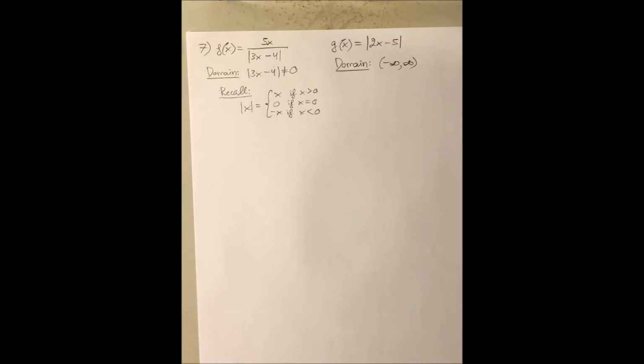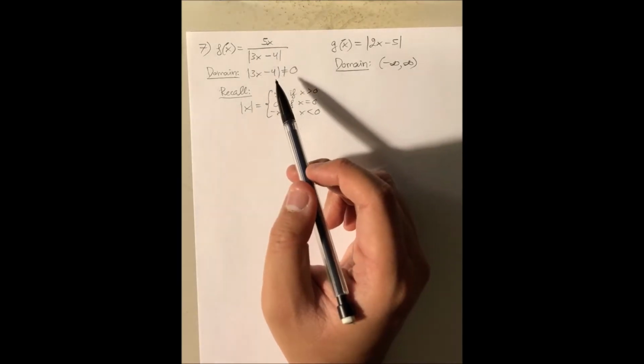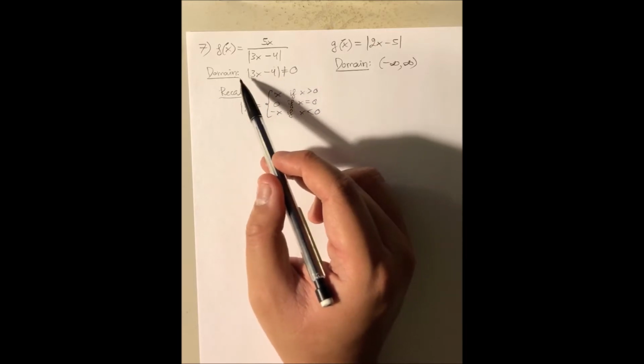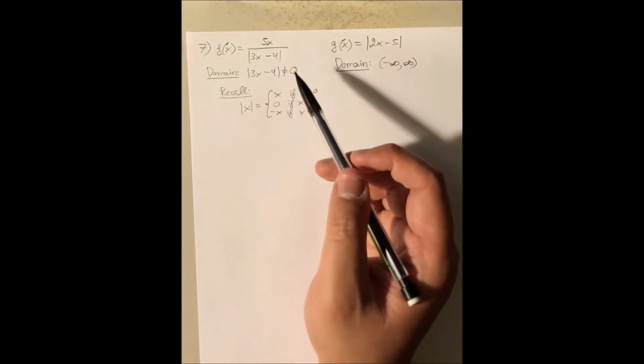Now in example 7, we have f of x equal to 5x over absolute value of 3x minus 4, and g of x equal to absolute value of 2x minus 5. With the work I did beforehand, we can see that the domain of the function g is all real numbers, but the domain of function f is going to be a little different. Although it's a rational function, we got to take out the denominator and set it not equal to 0, because that's how we start finding the domain of any rational function.